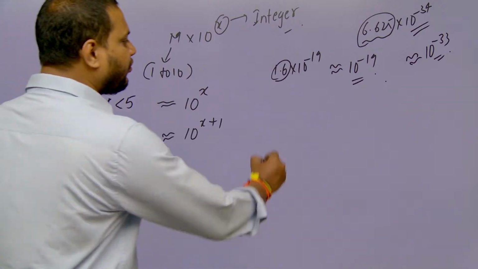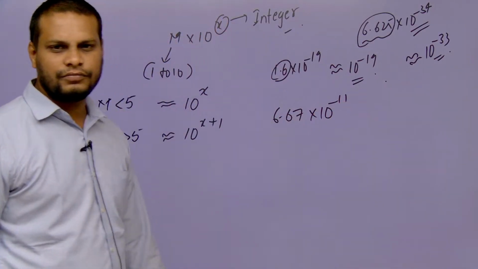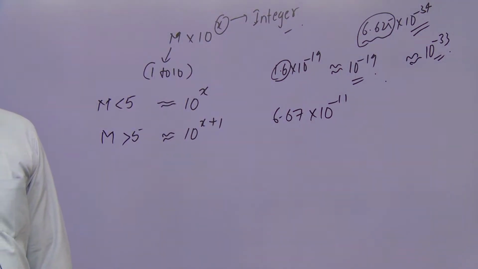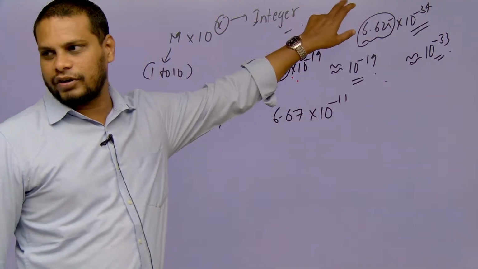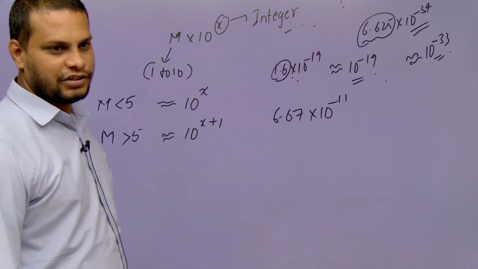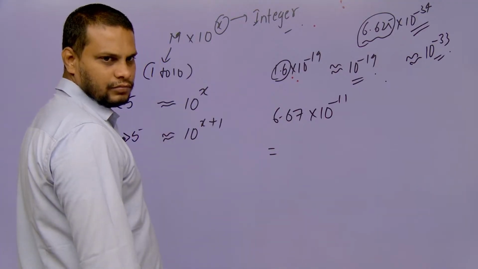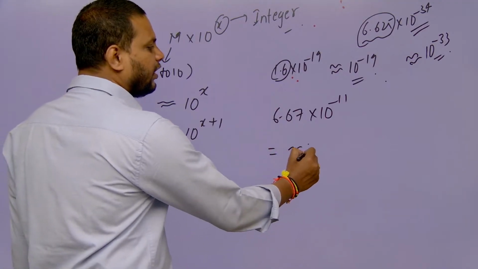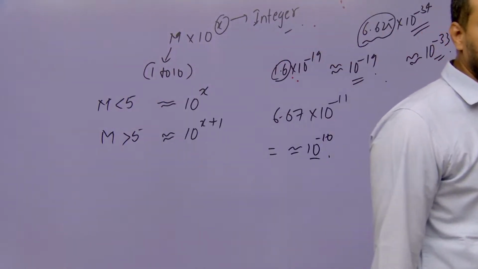Then 6.67 into 10 to the power of minus 11. Do you remember all these values? This is the charge of electron, this is Planck's constant, this is the universal gravitation constant. Then how to write this value? Approximately 10 power minus 10. Clear? Because 6.67 is greater than 5.